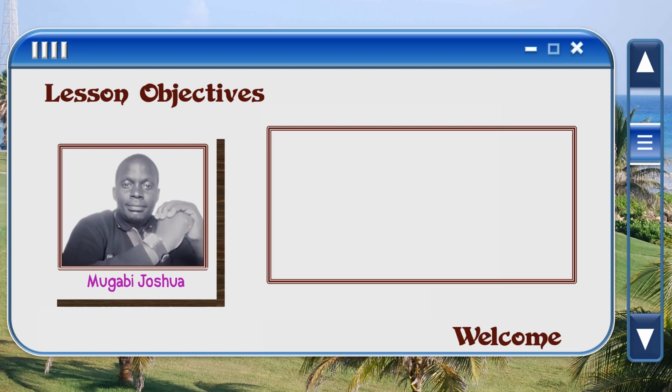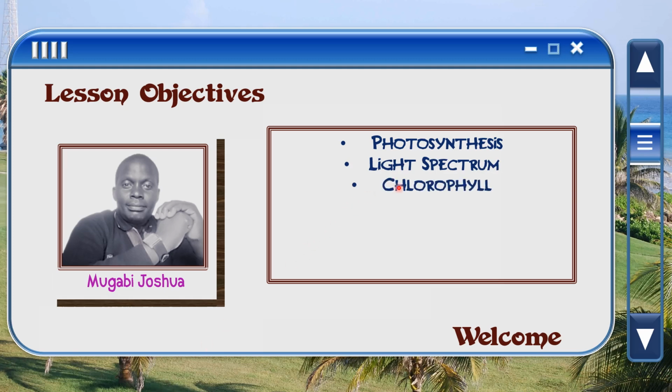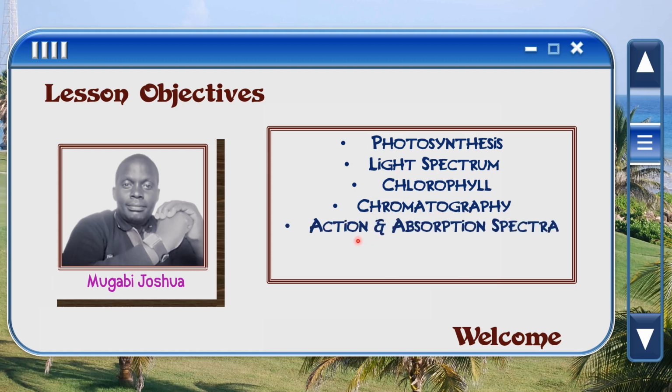Our lesson objectives today: we are going to look at photosynthesis, the light spectrum, chlorophyll, chromatography, action and absorption spectra, photosynthetic stages, and limiting factors.